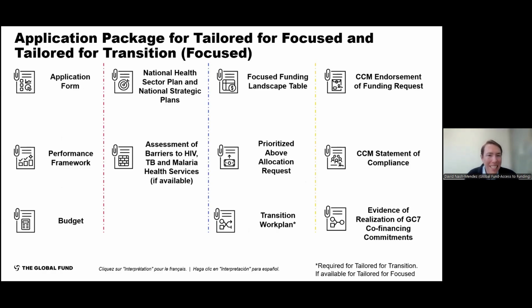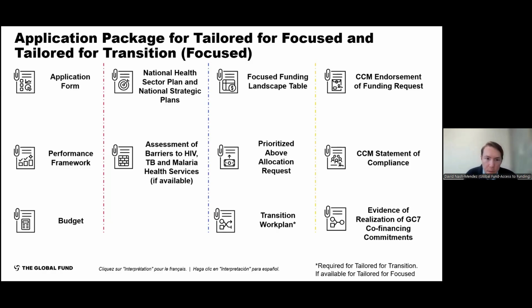So these are the different annexes and attachments which are included and required for the Tailored for Focused and the Tailored for Transition application approaches. And if you were around in Grant Cycle 7, or if you attended the information session for core and high impact applicants, I'm sure you can already appreciate the far fewer annexes that are being asked for focused portfolios in Grant Cycle 8.